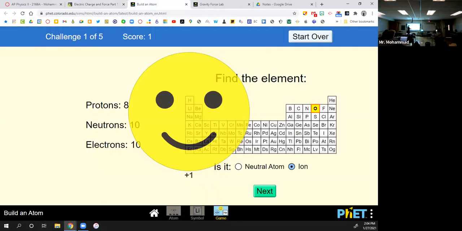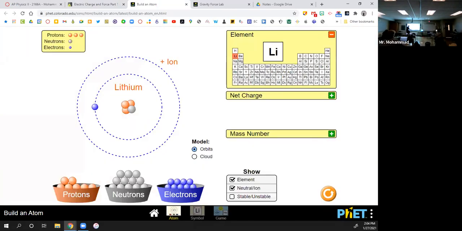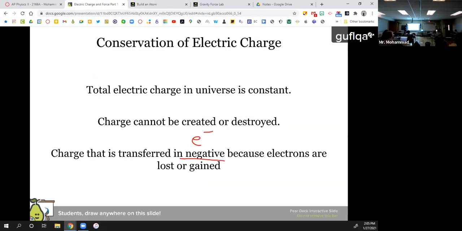So because they are on the outer shells in an electron cloud or an orbit, because they're further away from the nucleus, that is what's going to be lost or gained by an atom in order for it to change charge, or I should say a material in order for it to change charge. So it's electrons that we are transferring, and that's what we're going to be dealing with all this evening.